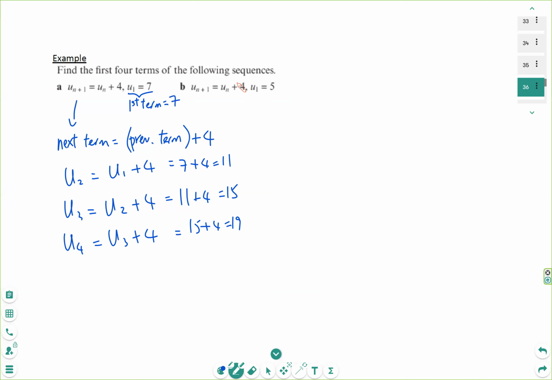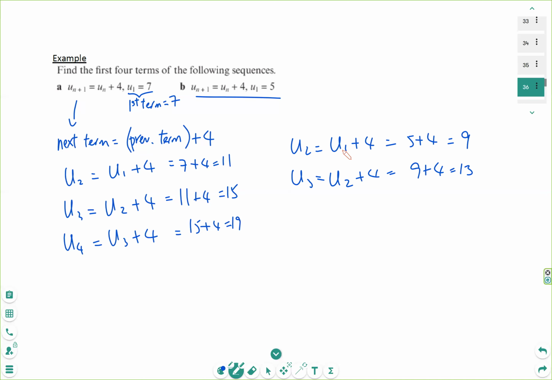Okay. Next one. What about the first 4 terms in this one? You might want to have a go if you want to try it yourself. Actually, it's quite a simple one, where this time u2 equals u1 plus 4, which is 5 plus 4, which is 9. u3 is u2 plus 4 again. Oh, it's the same question. 9 plus 4, which is 13. u4 will be 17, so 13 plus 4. Okay, for the first 4 terms.